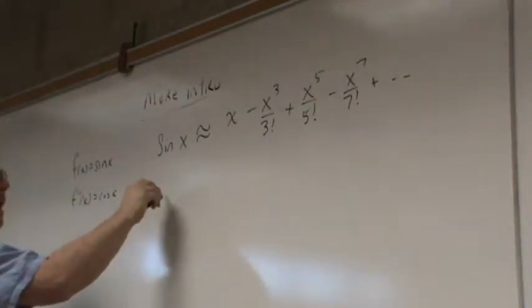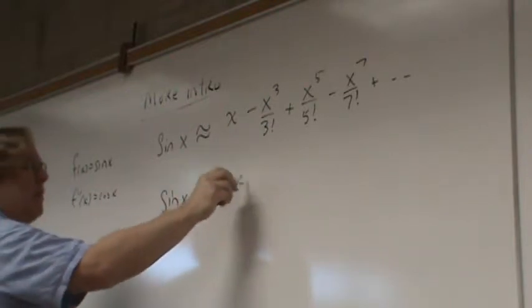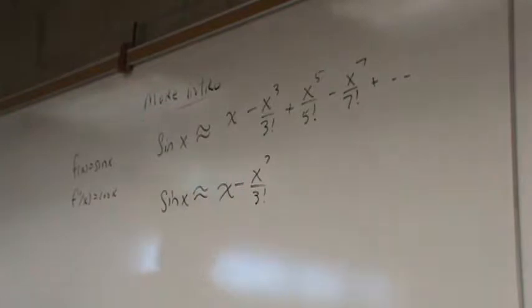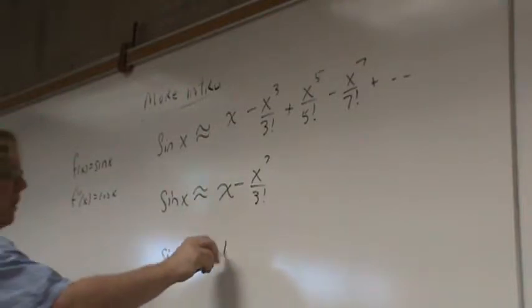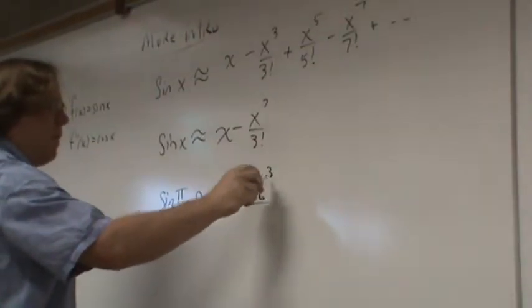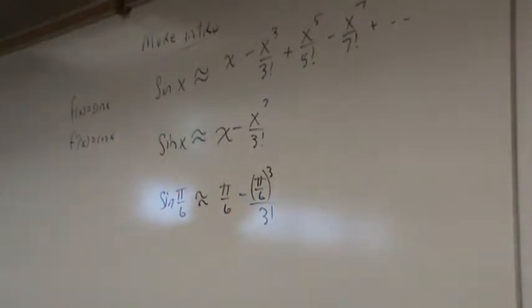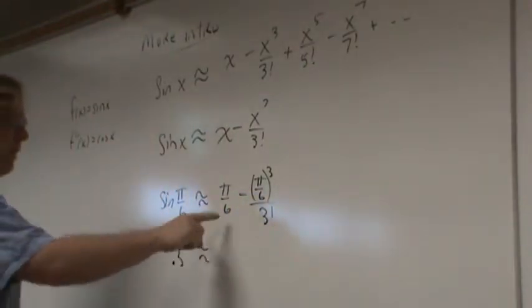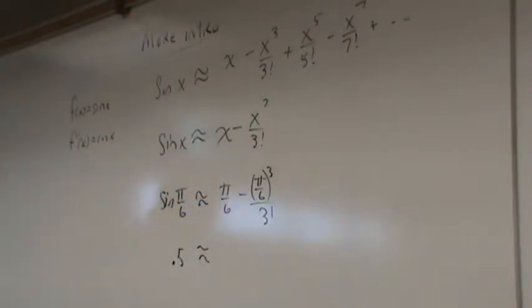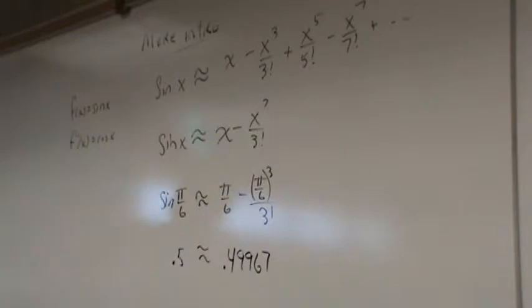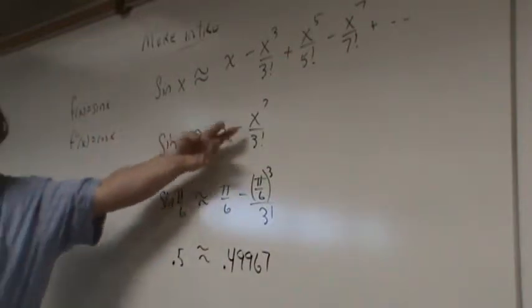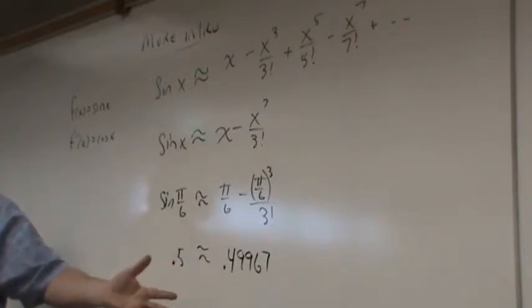Okay, so let's say I want my sine of x, I just want the third order approximation. So I'm going to say sine of x is approximately equal to this. Okay, how good of an approximation is this? Alrighty, well, let's try a number. How about the sine of pi over 6? The sine of pi over 6 is approximately equal to pi over 6 minus pi over 6 to the third power over 3 factorial, okay? The sine of pi over 6 is 0.5. And pi over 6 minus pi over 6 to the third power over 3 factorial is 0.49967. Okay, so for pi over 6, this third order approximation is an amazingly good approximation, okay?